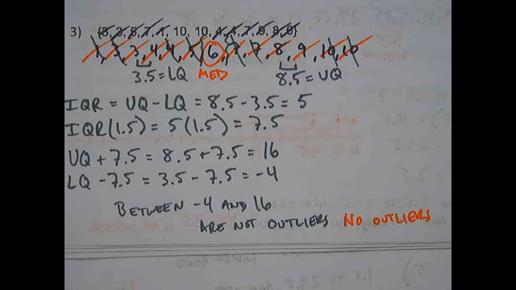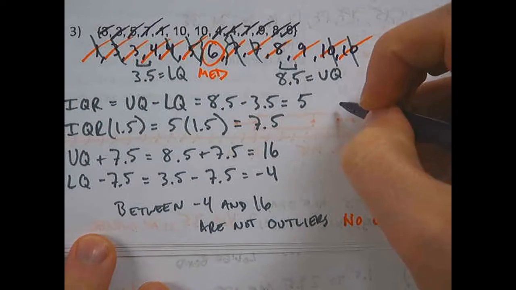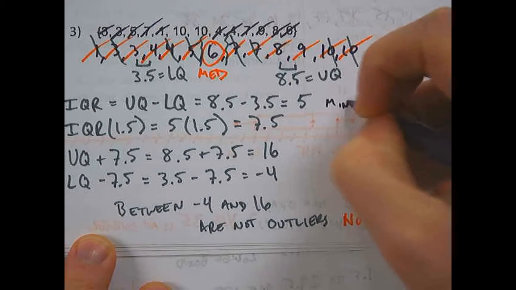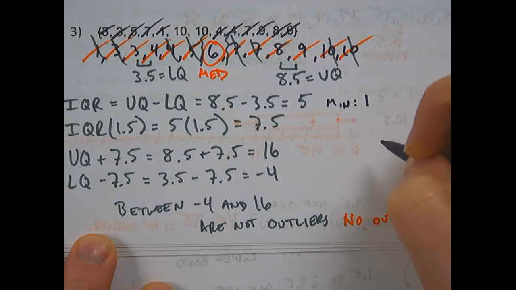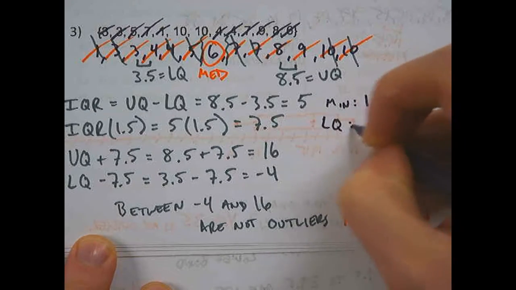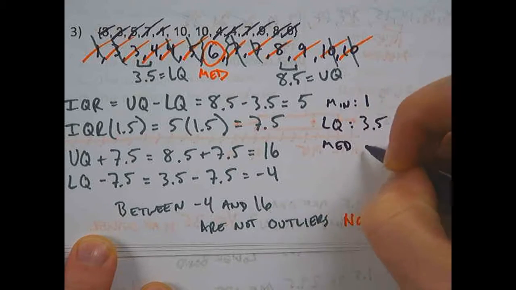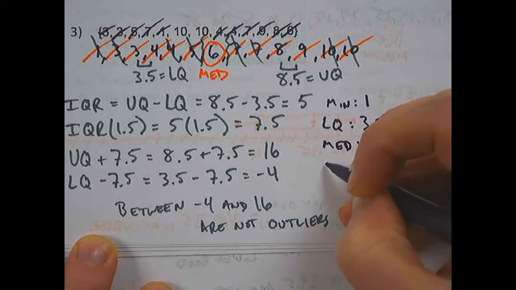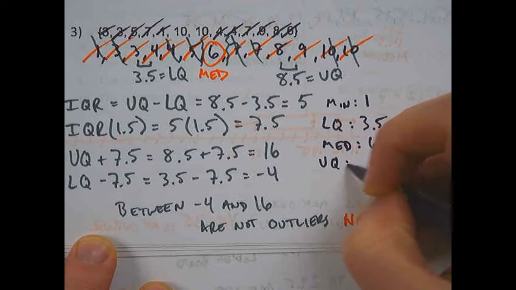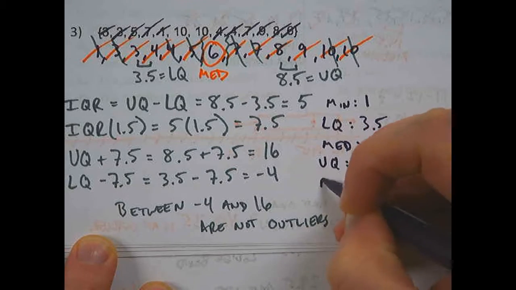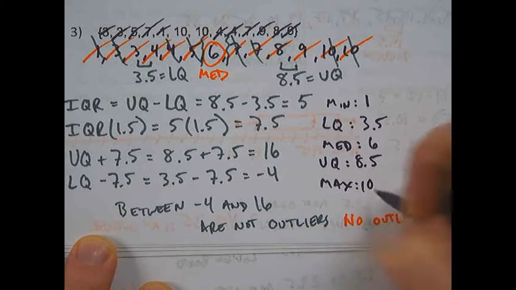Since we have no outliers, we can skip straight to making our box and whisker plot. So we want to get our 5-number summary real quick. Our minimum is 1. That's our smallest number. Lower quartile was 3.5. The median was 6. The upper quartile was 8.5, and the maximum was 10.